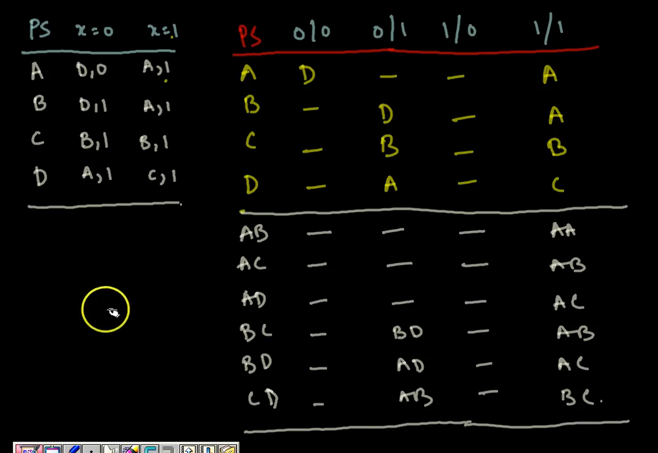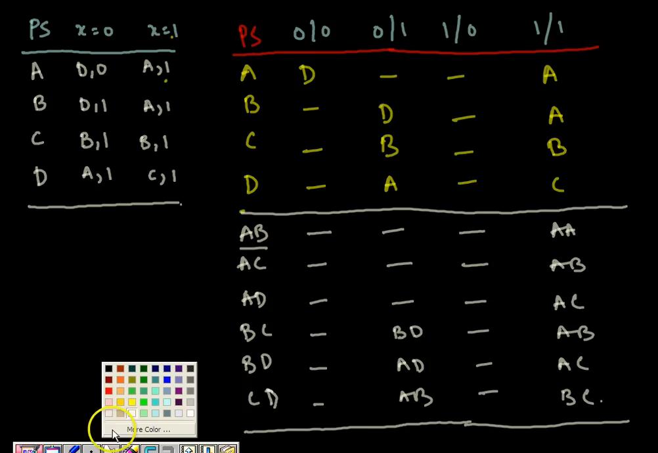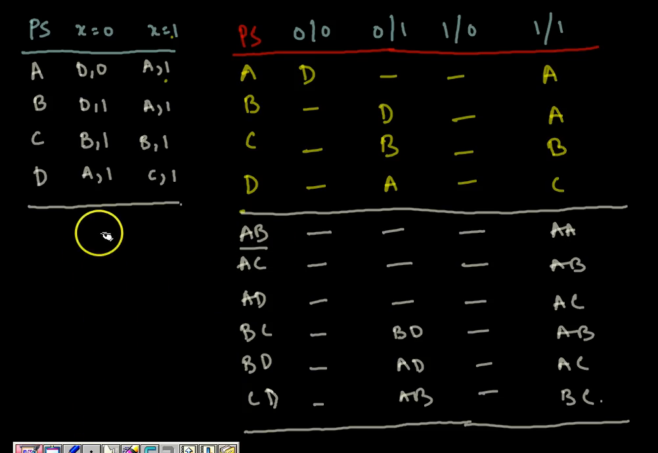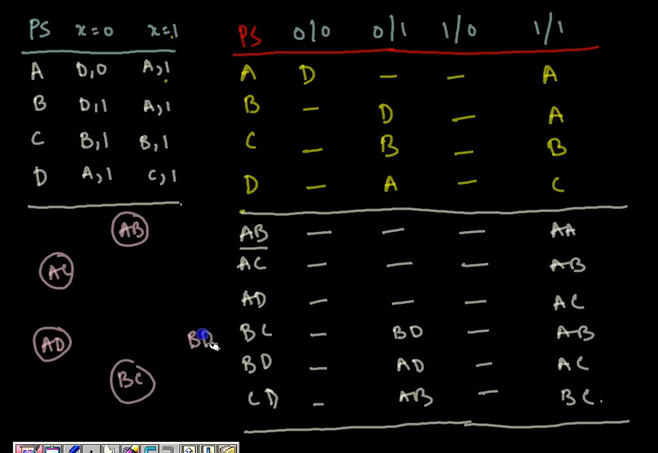Now using the information of this lower part, each of these state combinations will be a node in the testing graph. So there are going to be 6 nodes. AB is 1, AC is the other, AD is the third, BC is the fourth, BD is the fifth, and CD is the last one. Now what you need to do is to draw the arcs. Since AB arrow AA is there, they are the same pair, so we are leaving this, we are not counting that. AC arrow AB is there.